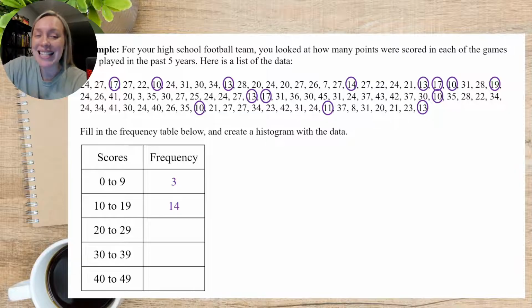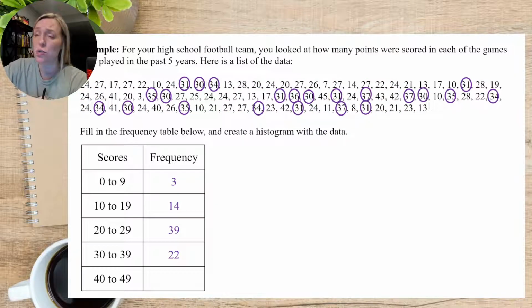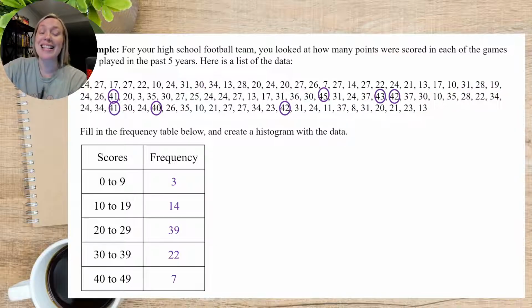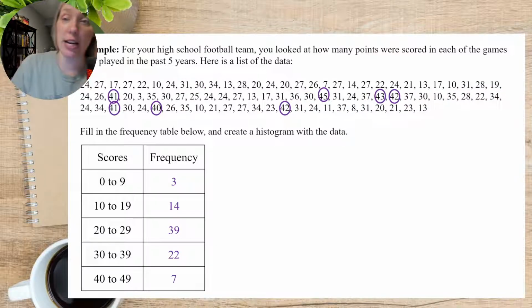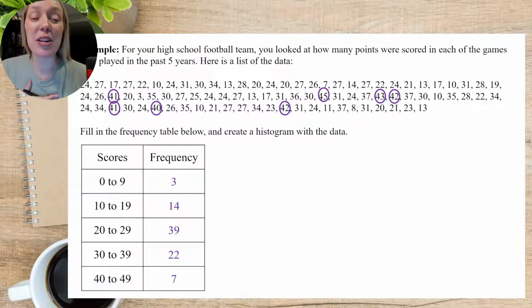So 10 to 19, there's 14 scores, if I counted correctly, hopefully I did, that are between 10 and 19, inclusive of those endpoints. There's going to be 39 scores from 20 to 29, 22 scores from 30 to 39, and then 7 scores from 40 to 49. Okay. So you can double check, count it, and just make sure I'm correct, but hopefully I am. So that's going to be our frequency table. That's always what we have to start off with first before we make our histogram.